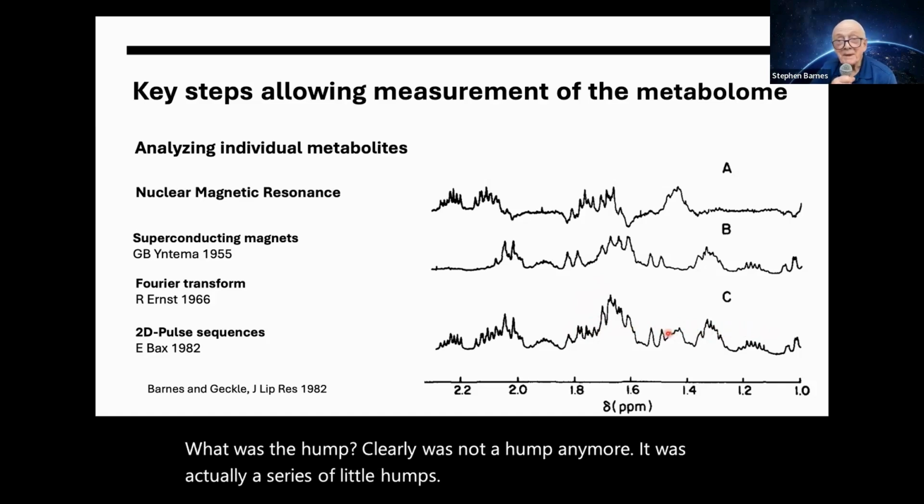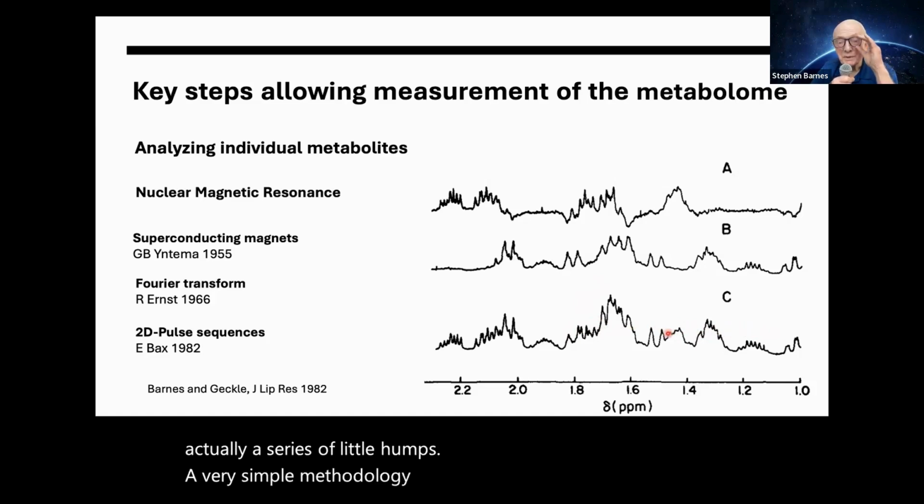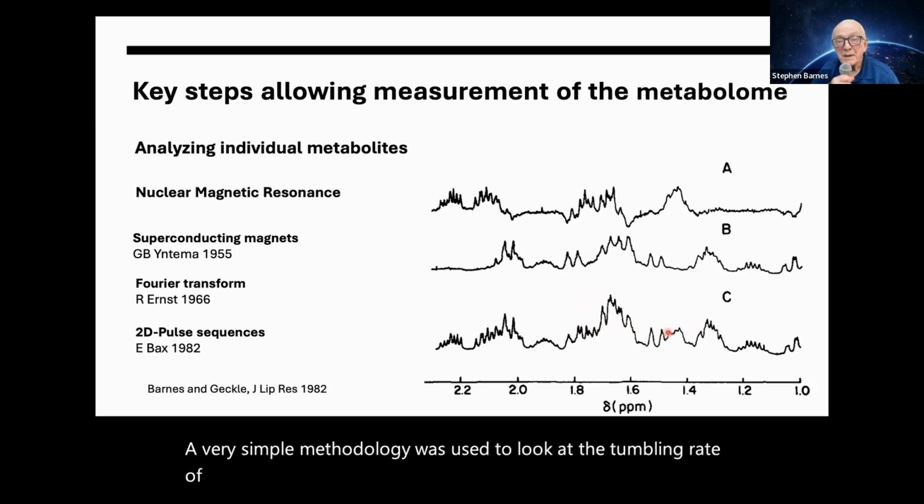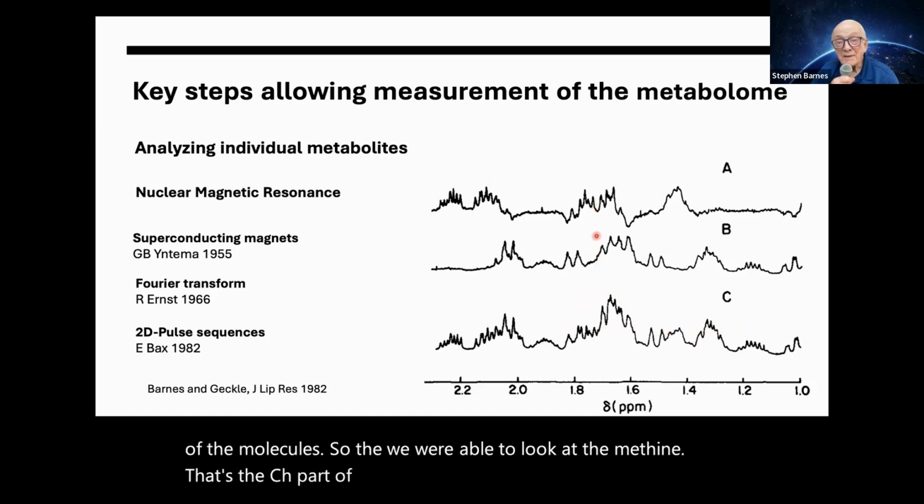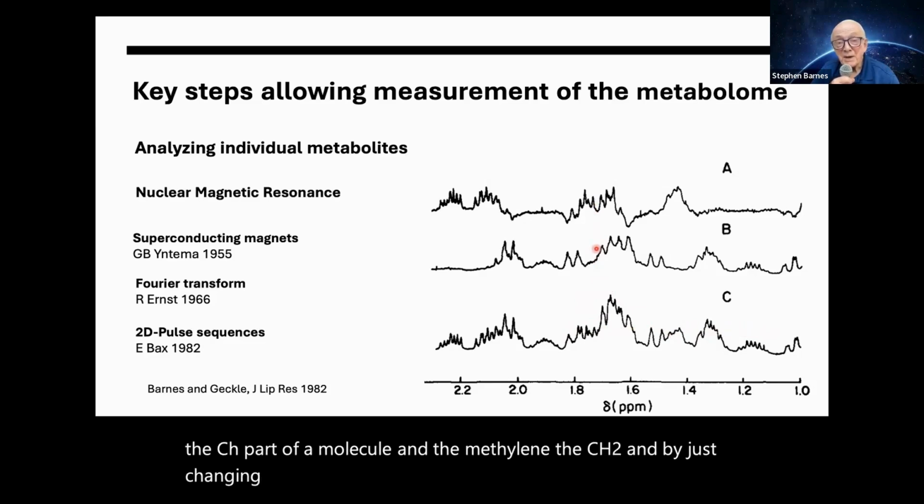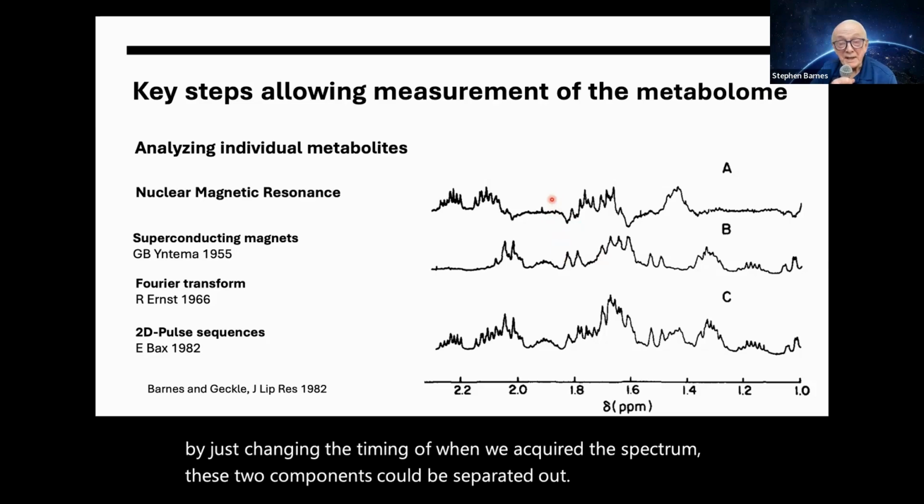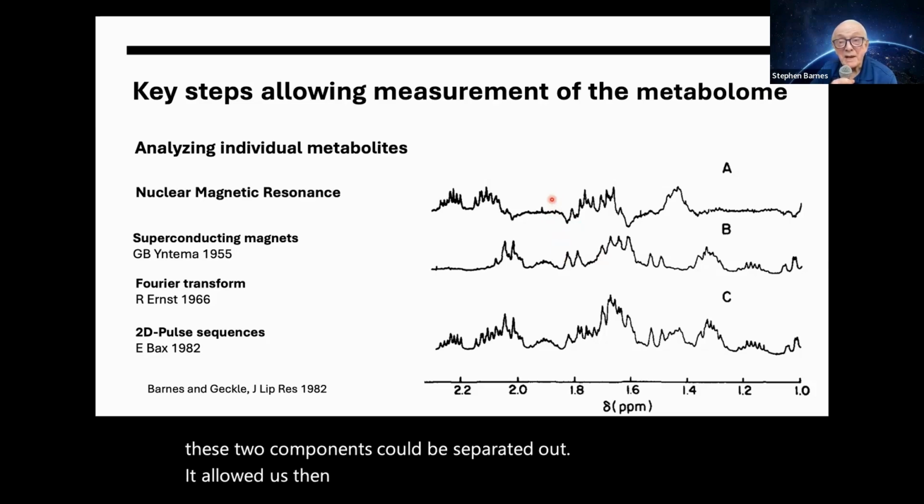A very simple methodology was used to look at the tumbling rate of the molecules. So we were able to look at the methine, that's the CH part of a molecule, and the methylene, the CH2, and by just changing the timing of when we acquired the spectrum, these two components could be separated out. It allowed us then, bit by bit, it took 8 months of work, to actually lay out the entire proton spectrum of a bile acid.